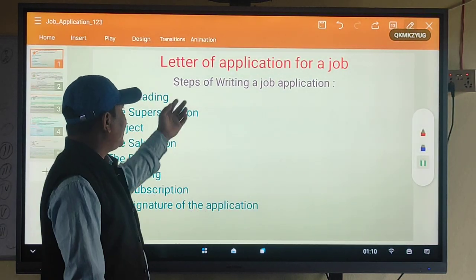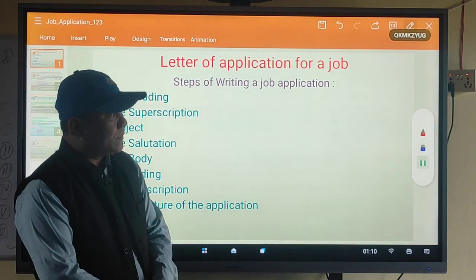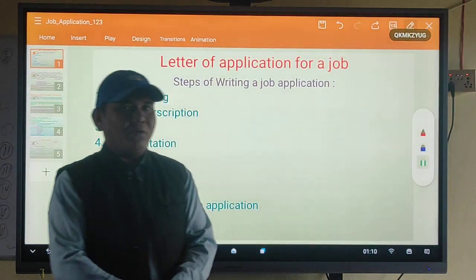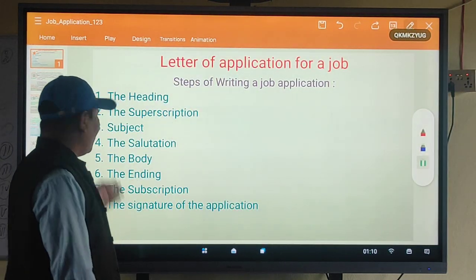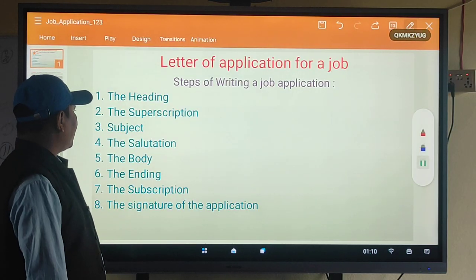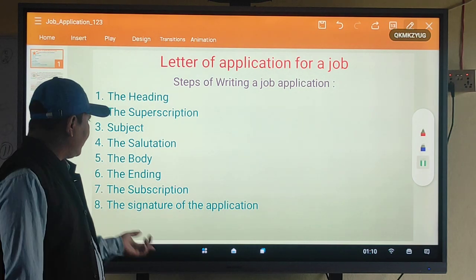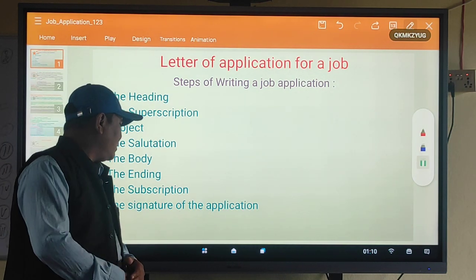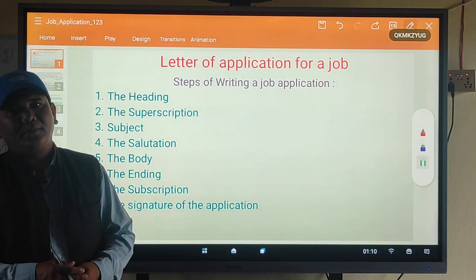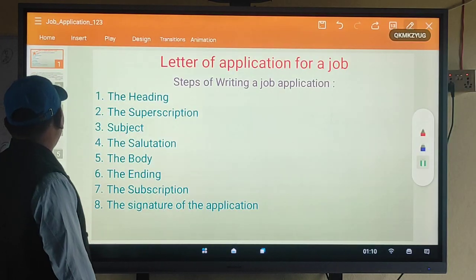Now, let me explain the steps of writing a job application. To form a proper application for a job, we need to follow all these 8 steps: the heading, the superscription, subject, the salutation, the body, the ending, the subscription, the signature of the applicant. Okay? Now let me explain all these steps in detail.